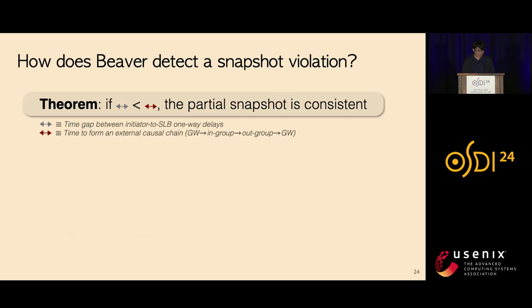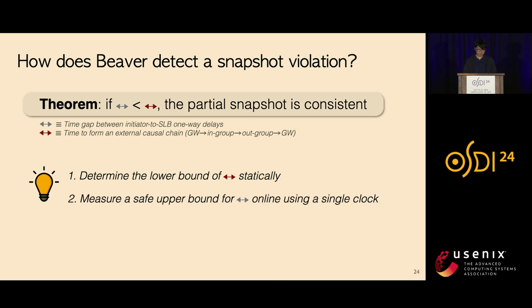Beaver safely detects a gateway violation that may have occurred by comparing the left-hand side and right-hand side values using the theorem. The right-hand side is relatively simple to handle. Operators can just determine the lower bound offline, because dynamic network conditions such as failures or congestion can only add to this value. The left-hand side measurement is slightly more complicated, and we don't have time to go into details, but the high-level idea is to leverage a single clock source to measure the safe upper bound.